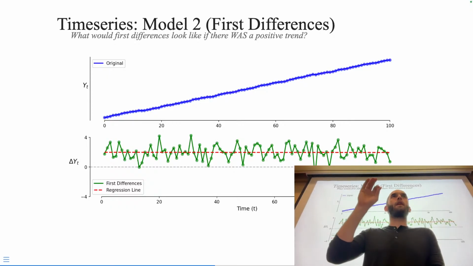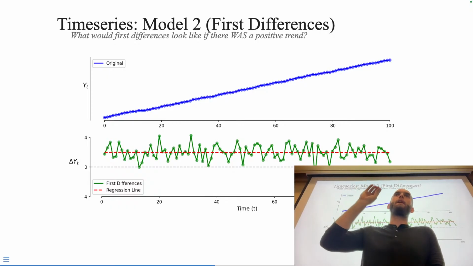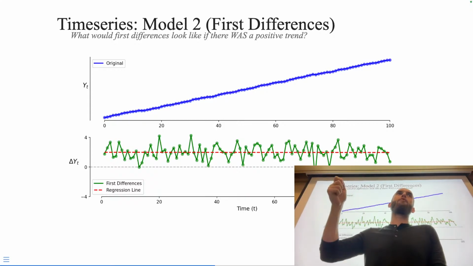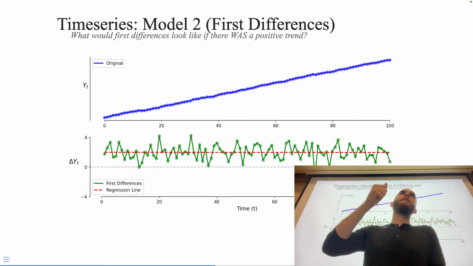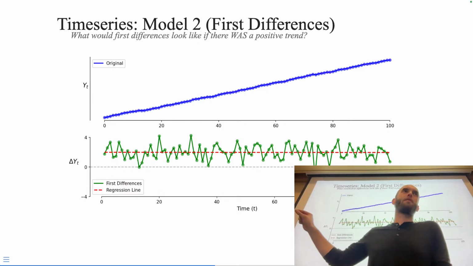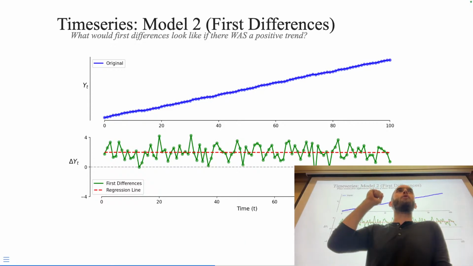There's some variation here, but I'm subtracting off the value that came before it. On average, because it's increasing, the one that came before it is slightly lower. So the average of the differences will be positive. So if we're looking at first differences, we can test for trends by using an intercept.